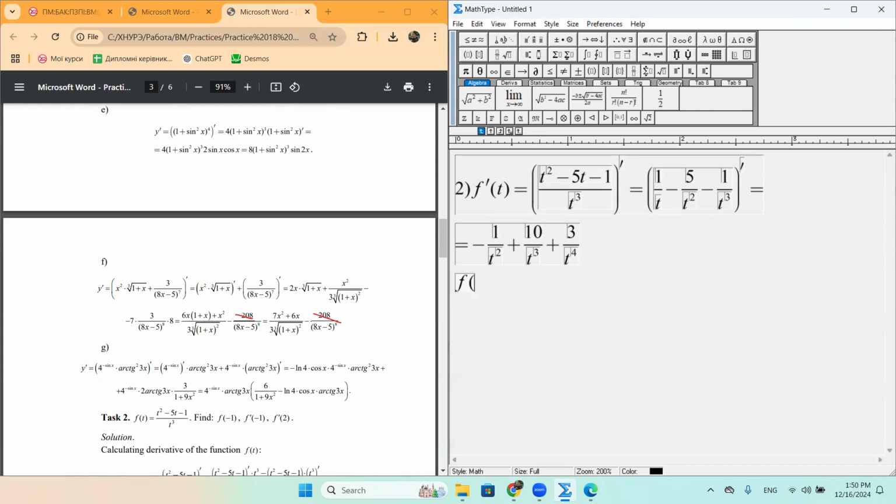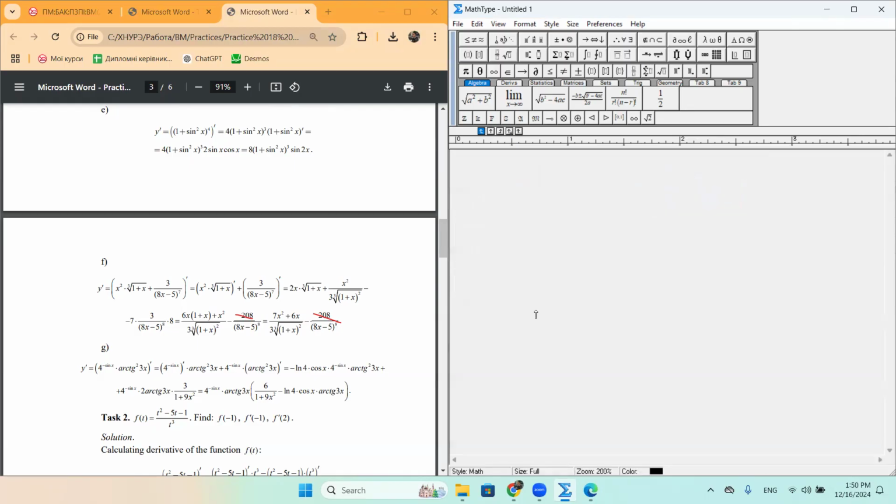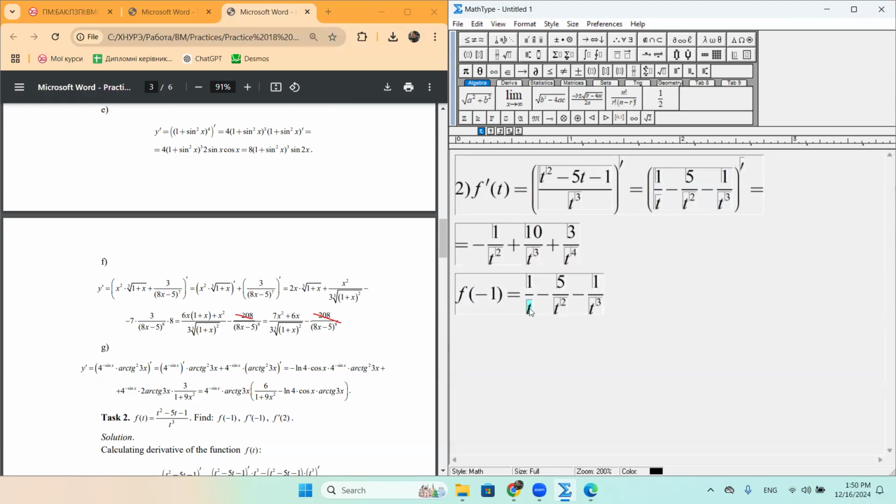So f from minus 1 equals, so what does it equal? Let's substitute. So minus 1, here 1, and here will be minus 1. So minus 1 plus 1. So these expressions will be cancelled, and it will just equal minus 5.